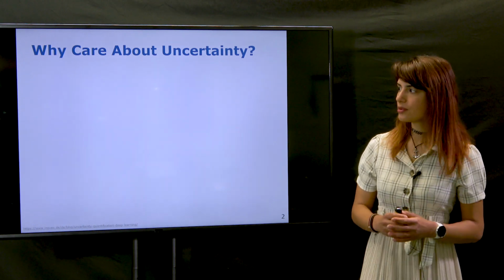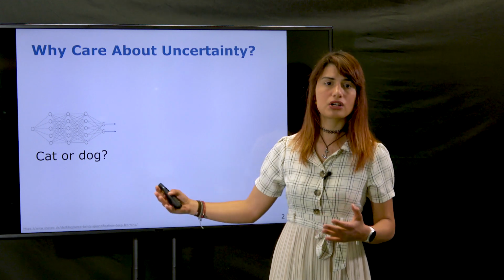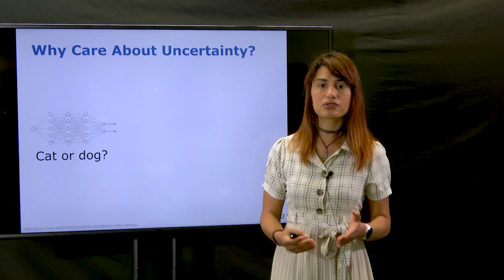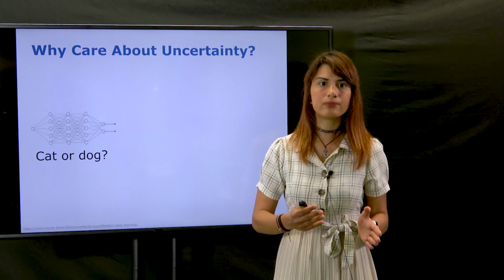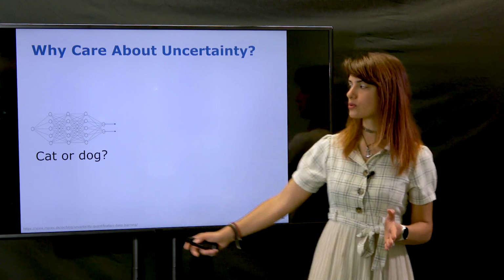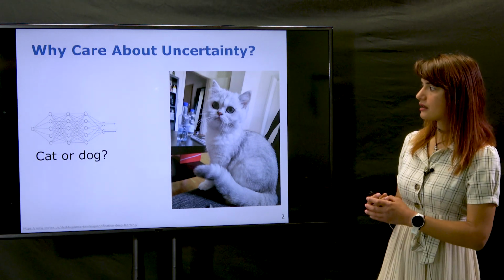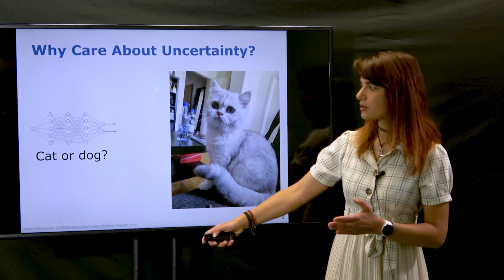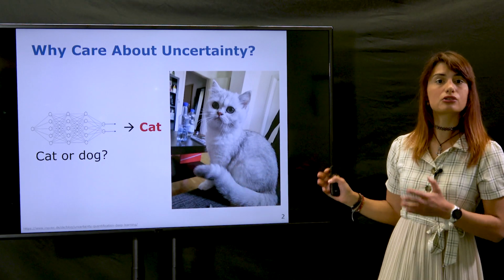Well, consider a simple example. Say we have a network for image classification and we trained it by showing many examples to distinguish between images of cats and images of dogs. If we were to show this network now what is clearly an image of a cat, we would expect that if the training was done correctly, we would obtain a very high probability of this image being in fact a cat, so a correct classification.